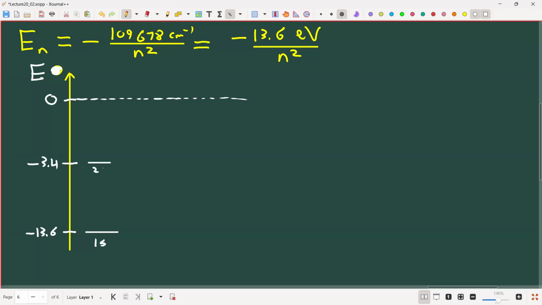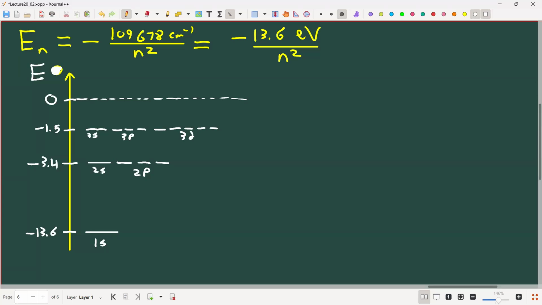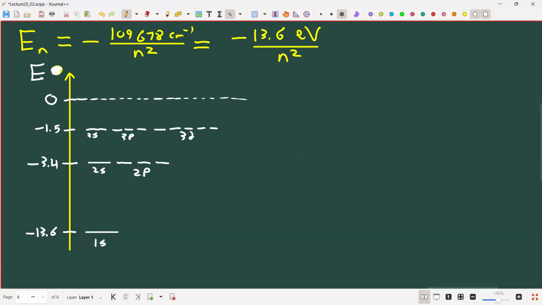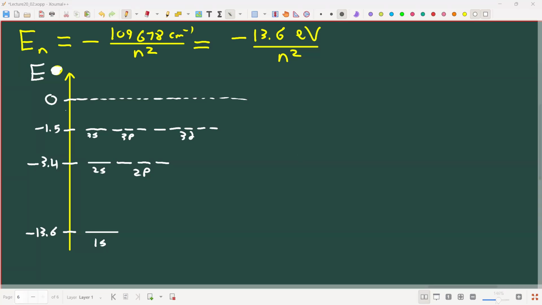There's a 2s orbital, and then there's 3 2p's. They're all at the same energy. And then there's the n equals 3, which is going to be at 13.6 divided by 9. Is that 1.5? There's a 3s orbital. There are 3 p's. And there are 5 3d's. And then the next one's going to be at 13.6 over 25, which is at 0.5. This is the 4.